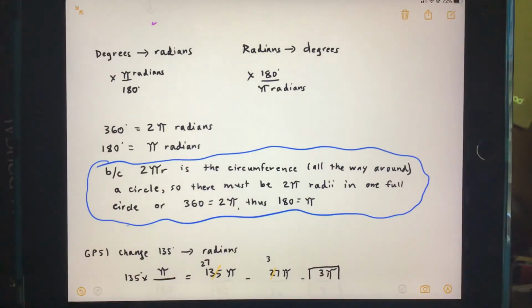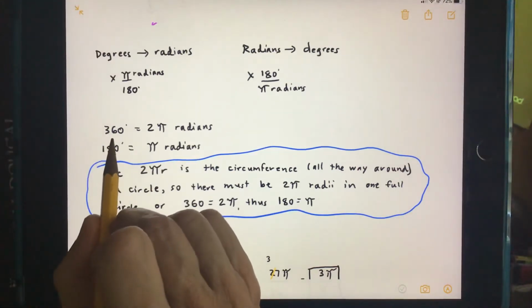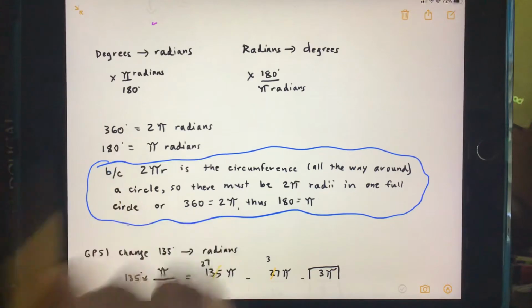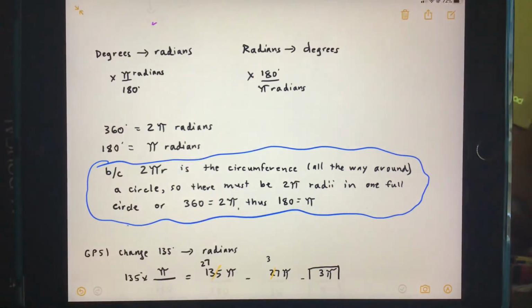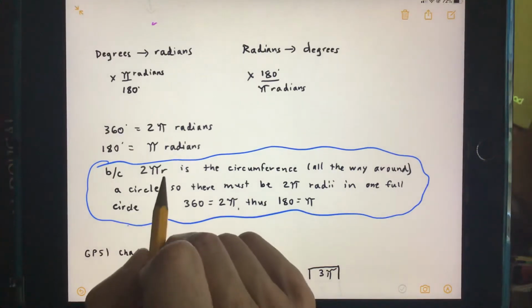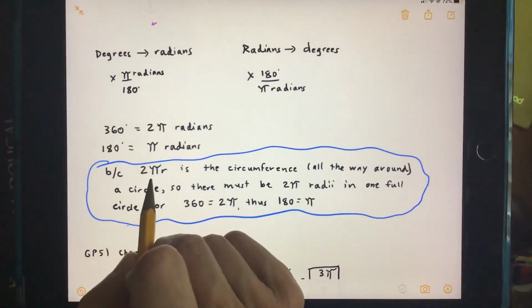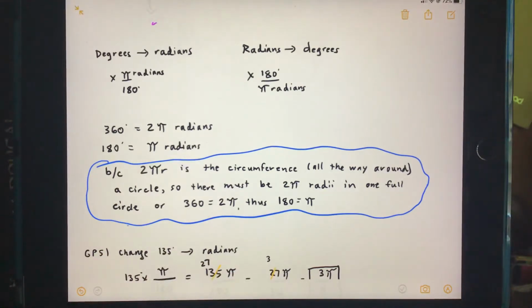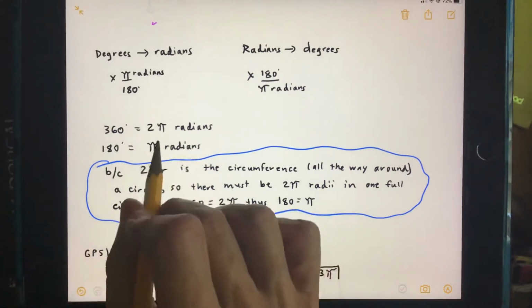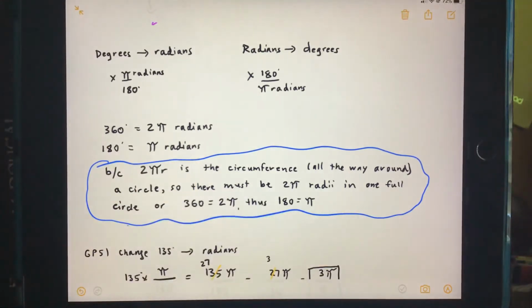Okay, so why is pi radians the same thing as 180 degrees? Well, we know all the way around a circle is 360 degrees, and we know that the circumference of a circle is 2 pi r. So the number of radiuses times 2 pi takes you all the way around the circle. That's why we can state that 360 must be 2 pi times the number of radiuses. 2 pi radians then takes you all the way around a circle.